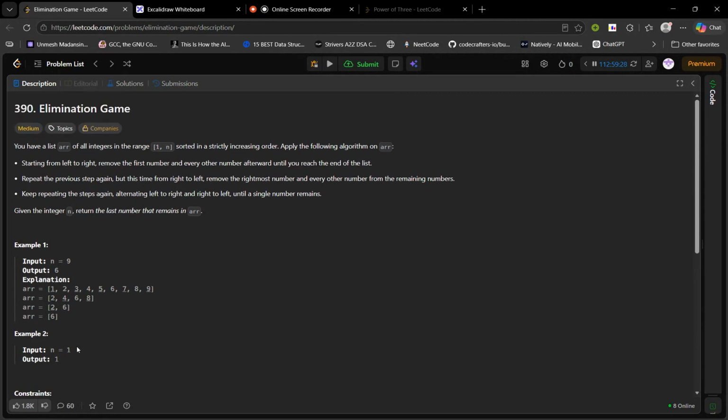And also we can see that if n is equal to 1, the output will always be 1, as the sole number remaining will be 1.